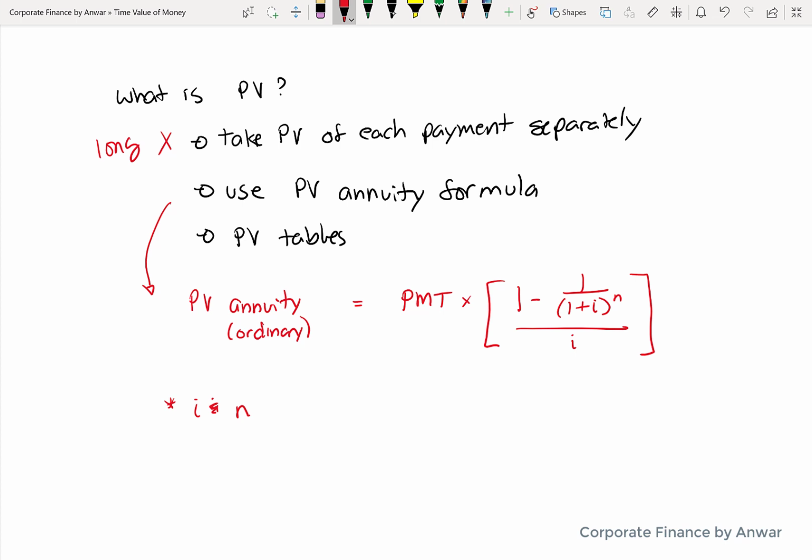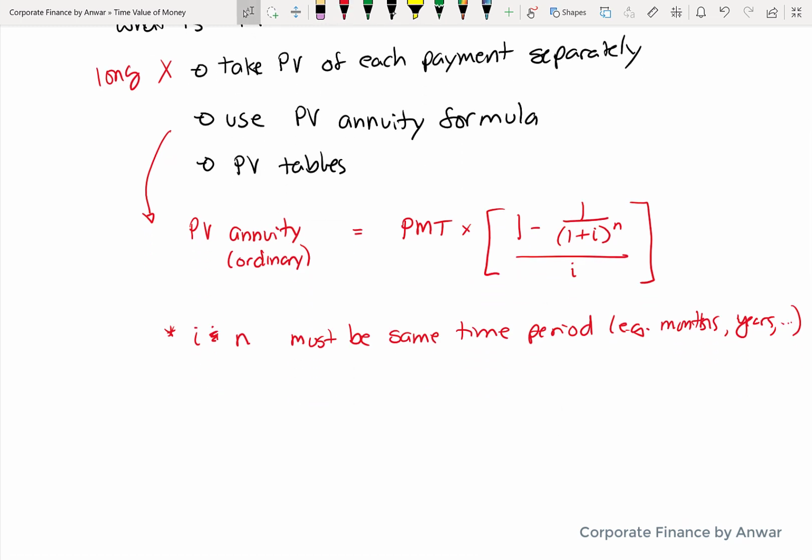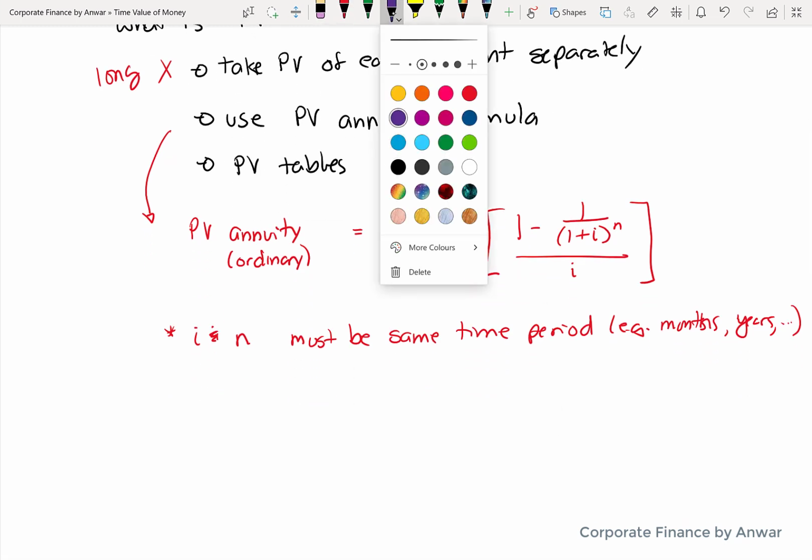Before I get to i, it's important that i and n are for the same time period. So i is the inflation rate and n is the number of periods. If you're using annual, then you use an annual rate, and n would be the number of years. If you're using monthly, then n would be the number of months, not the number of years, and i would be the inflation rate per month, not per year. So you would have to adjust that. I'm going to keep it nice and simple and just say that it's years that we're looking at in our example.